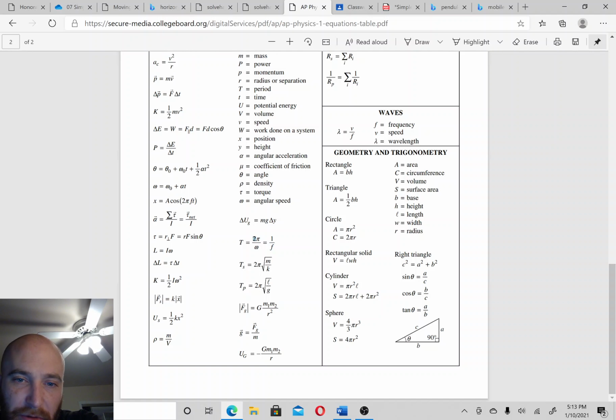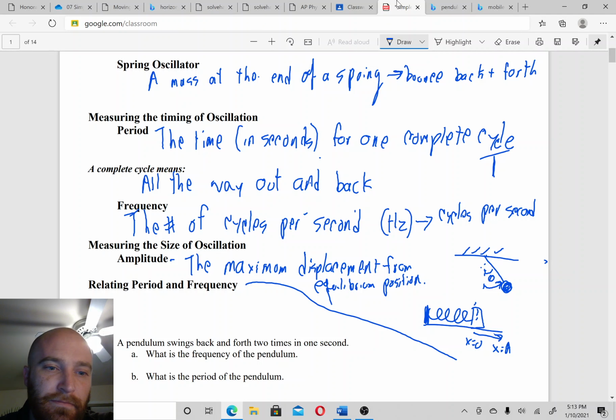We're going to ignore this middle part for now. That'll come up when we do rotation. So for now, period is 1 over frequency. Period is 1 over frequency. If you're quick with your math, you may recognize that if you put this over 1 and cross multiply, you end up with this other statement.